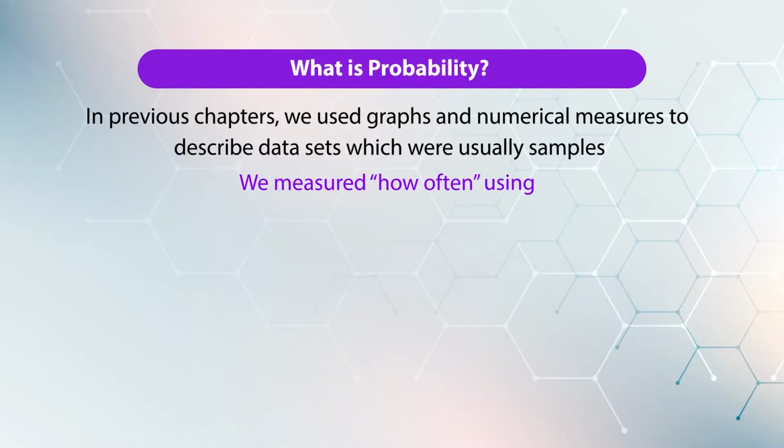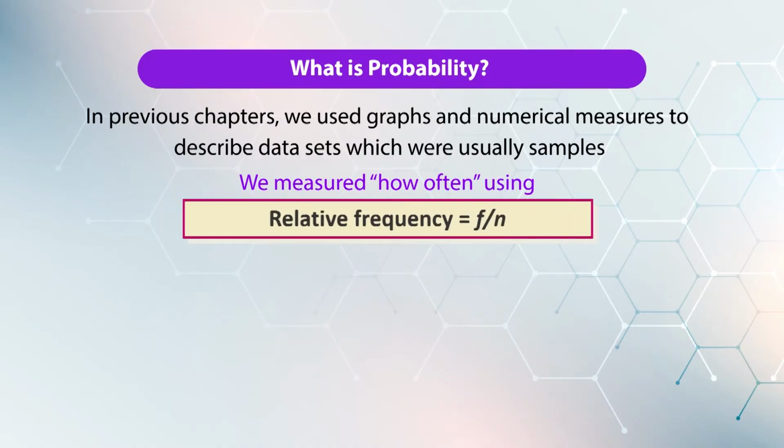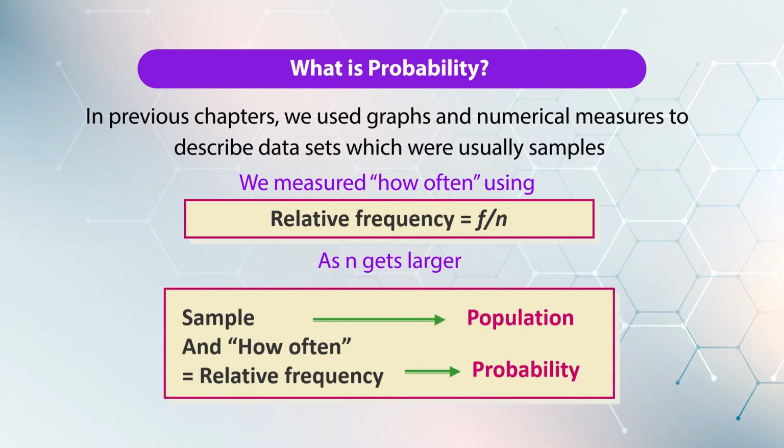We measured how often, using relative frequency, which is quoted by f/n, and as n gets larger, the relative frequency works. So we have seen that probability helps in getting the real results from the sample.